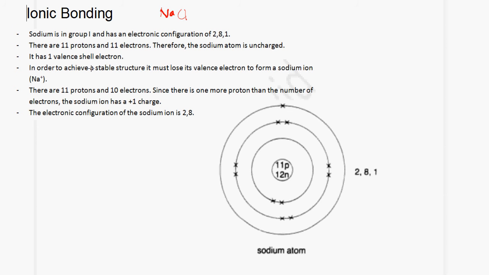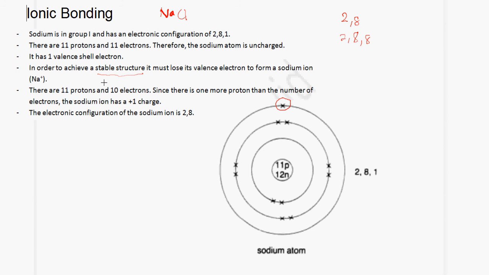It has one valence shell electron, meaning that it has one electron in its outer shell. That is this one. In order to achieve a stable structure, and anytime we refer to a stable structure, we are talking about a noble gas structure. So a structure like 2,8 or 2,8,8, and these are the electronic configurations for some of the noble gases. Remember that the noble gases are very stable.